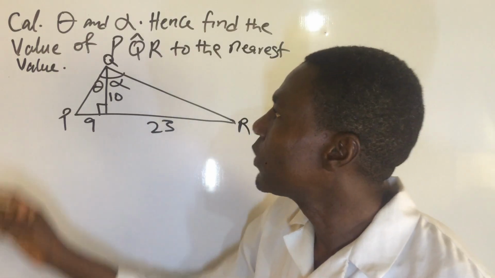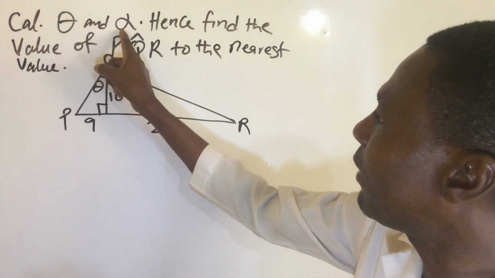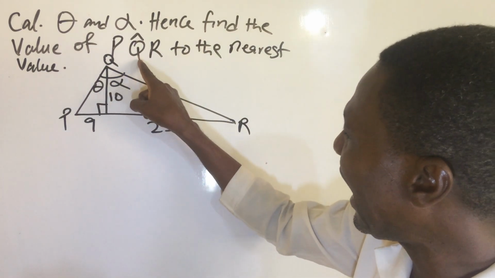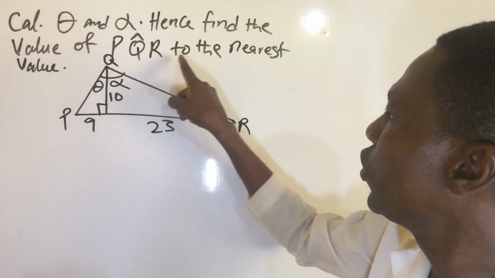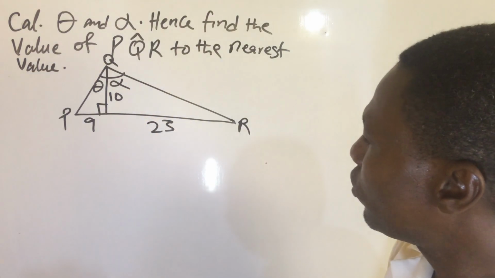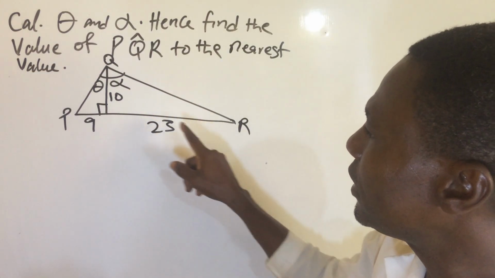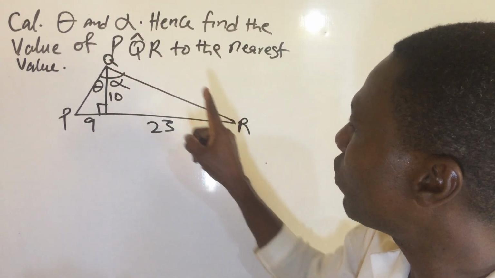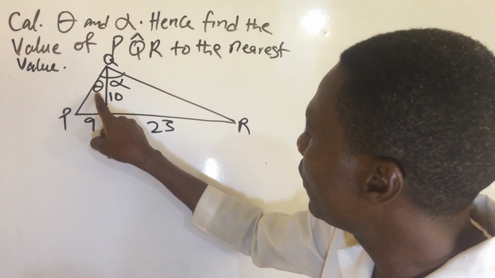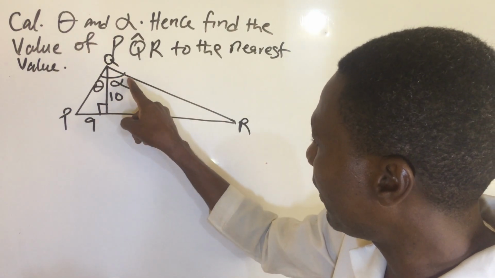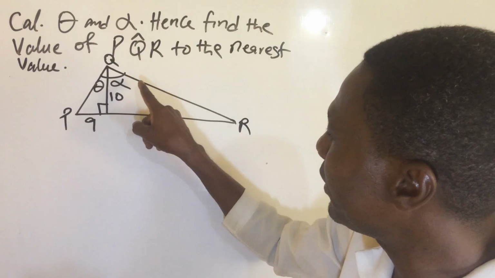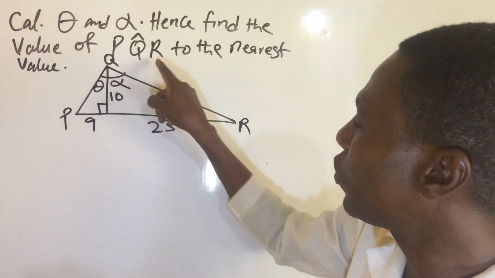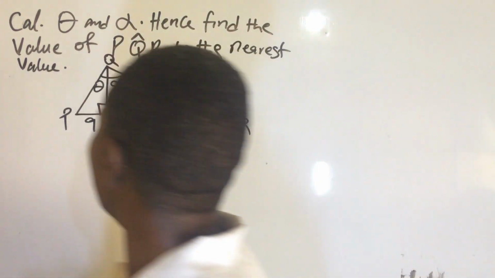The question says, calculate theta and alpha, hence find the value of P angle QR to the nearest value, okay? So from this diagram below here, this is P angle QR, okay? So the question said we should calculate theta and the alpha. Then after everything, we now find the value of both of them, which is P angle QR, okay? Now let us move on, right?